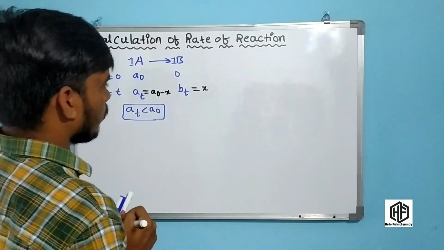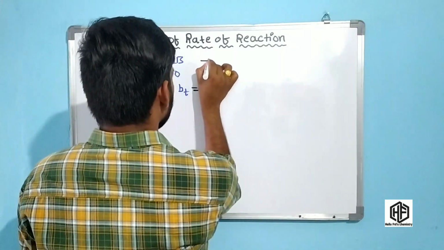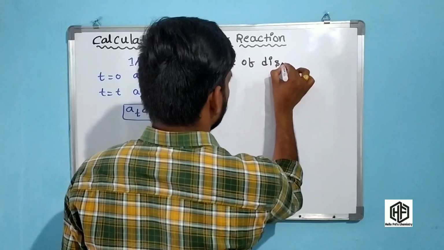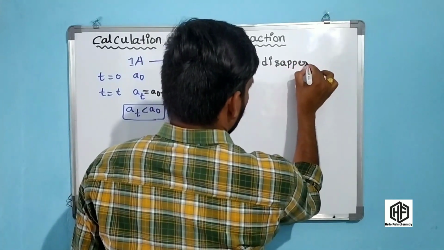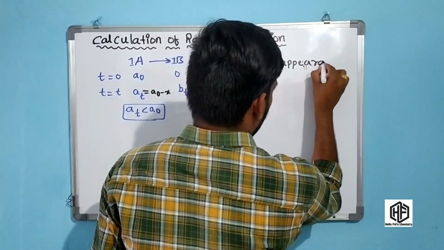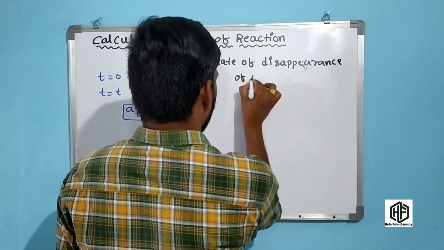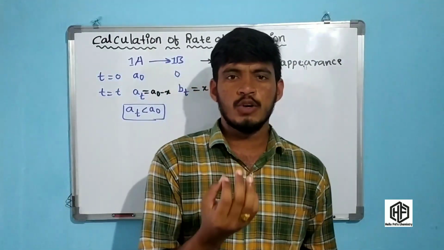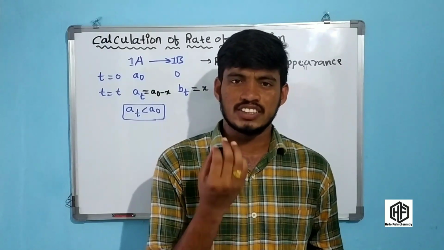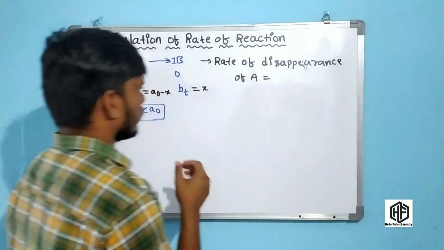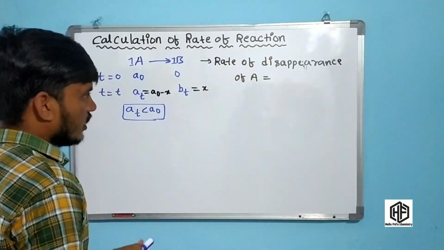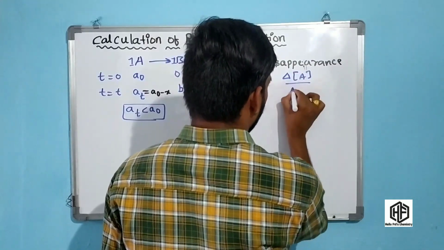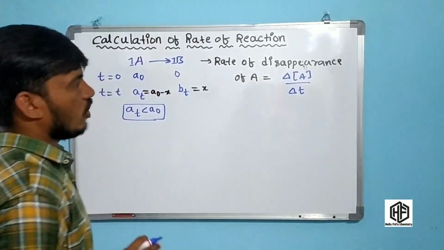Now we have to calculate the first one, the rate of disappearance of A. What is the rate of disappearance of A? You know that the rate of reaction is nothing but the change in concentration by time. Now the rate of disappearance of A is equal to the change in concentration of A by change in time. This is the rate of disappearance.